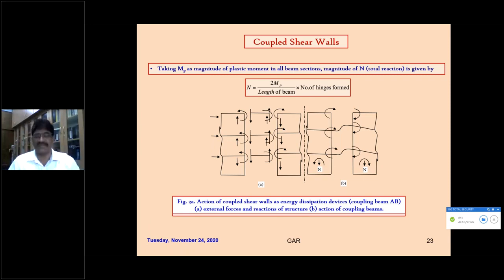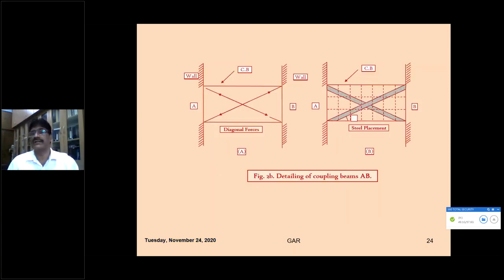Of course, this involves calculation of the force acting in the beams and the number of plastic hinges from the shear walls and the coupled beam. The design of the coupled beam is very important.